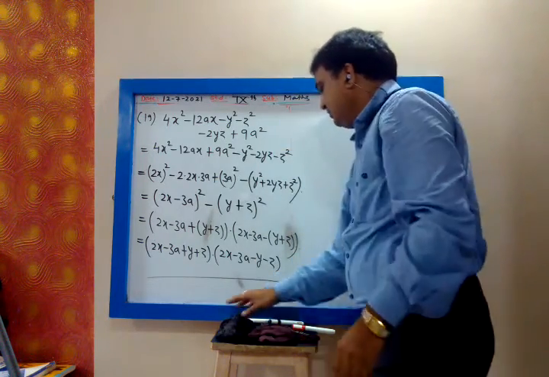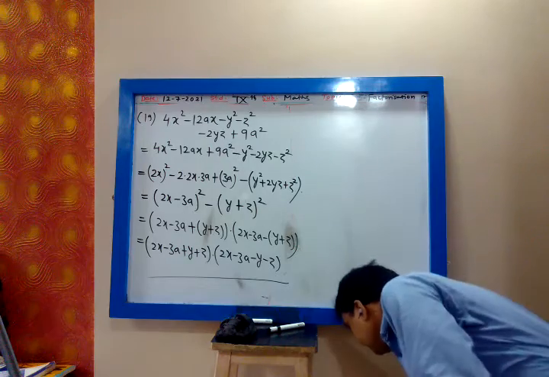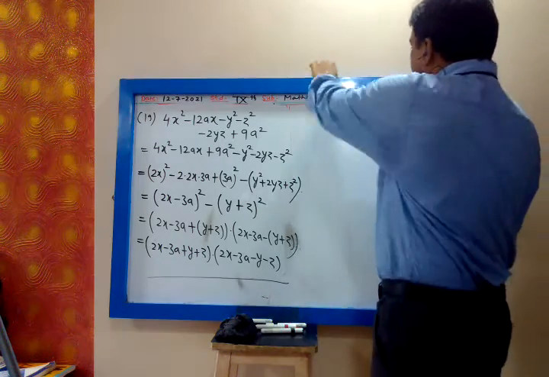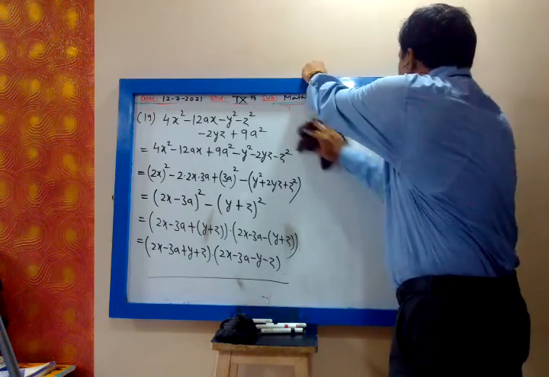Whether it is a square minus b square, if it is a square minus b square, then you will write that as a plus b into a minus b.